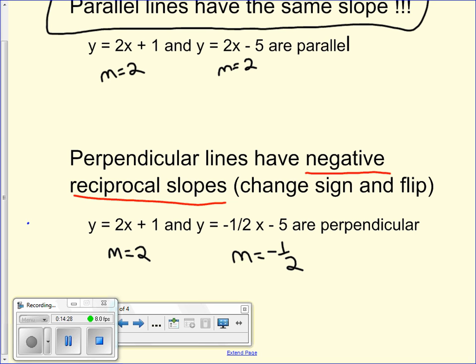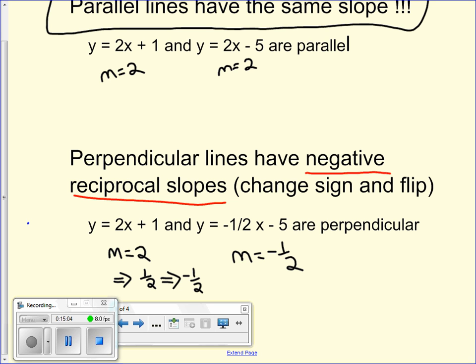Now, if I take this 2 and flip it upside down, what do I get? 1 over 2. And then if I change its sign, what do I get? Negative 1 over 2. Is that the same as that one? Then they're perpendicular lines. That's my check. Pick either slope, it doesn't matter. Flip it upside down, change the sign. If it's the same as the other slope, they're perpendicular.